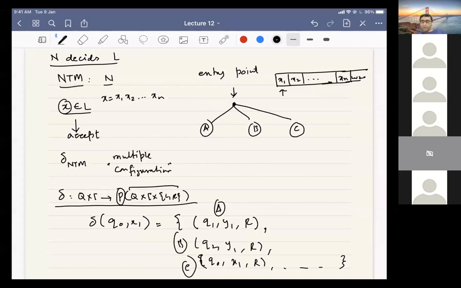Now, from this point onwards, what is A? A is Q1, Y1, and R. Now we would see what happens when the machine is in Q1 and reads Y1. It may be in some states; it could be in two possible situations, or in four possible situations. In this one, there is no transition over here.